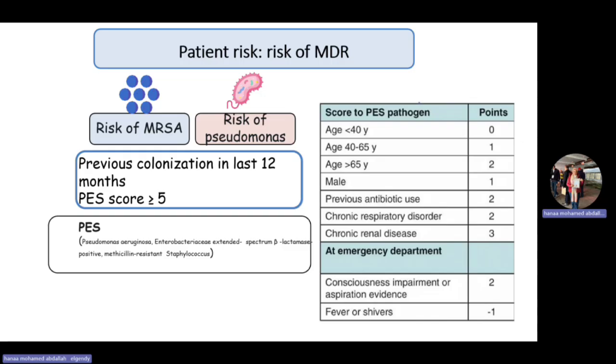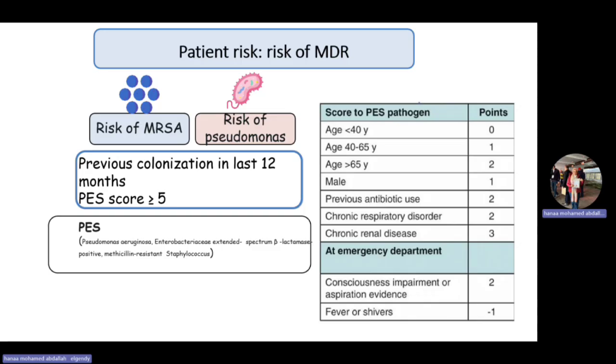A PACE score of 5 or more means a high risk of MDR, and this risk includes the age of the patient, sex of the patient, previous antibiotic use during the previous 90 days, chronic respiratory disorder, COPD or asthmatic patients, and chronic renal disease or patients on regular dialysis.